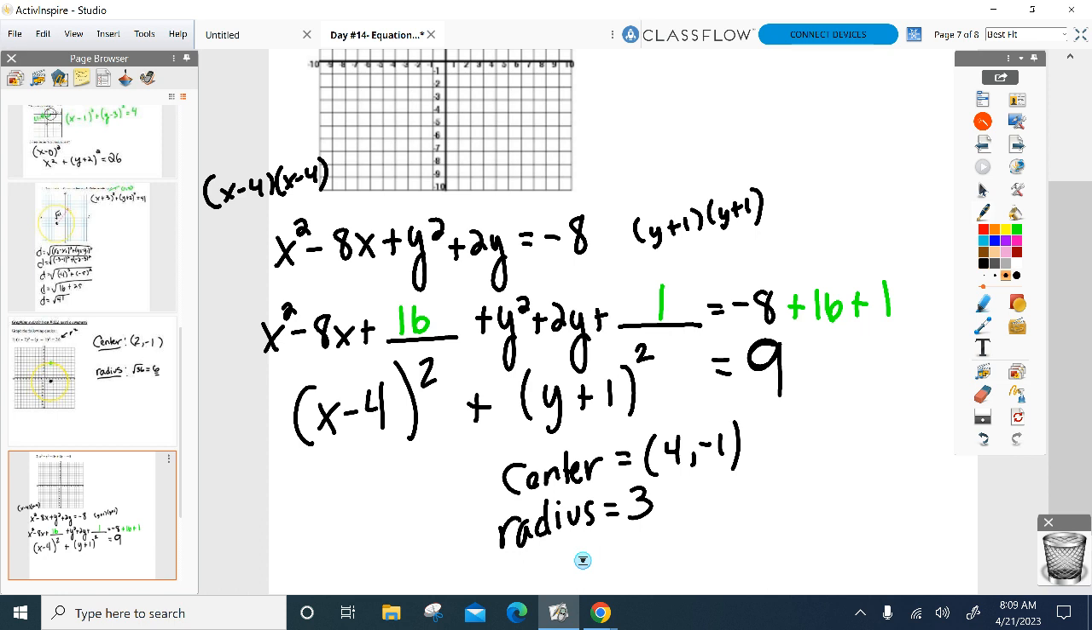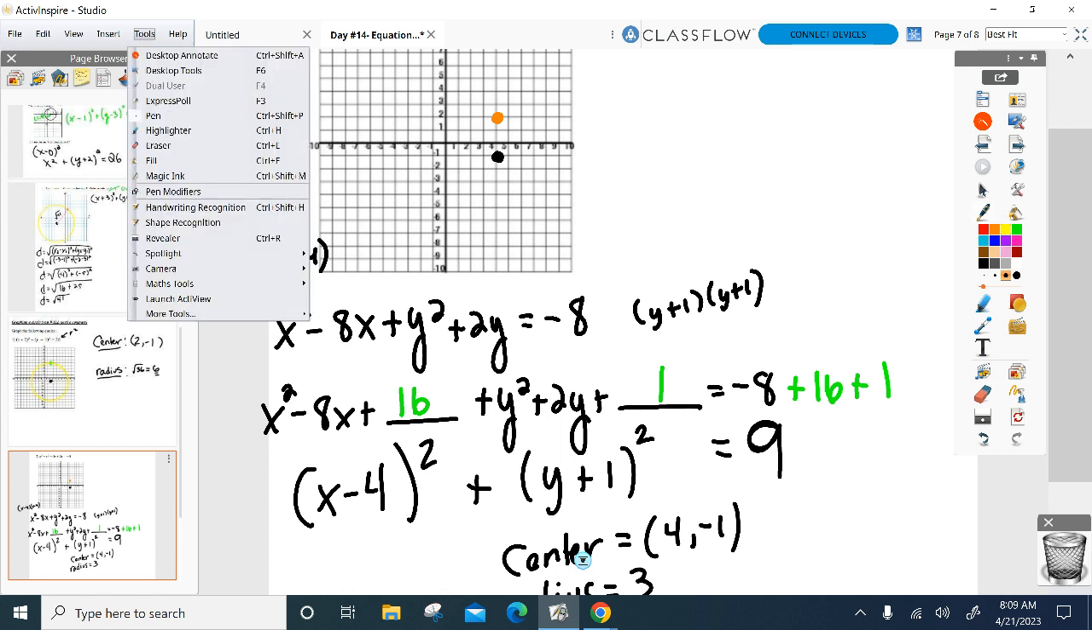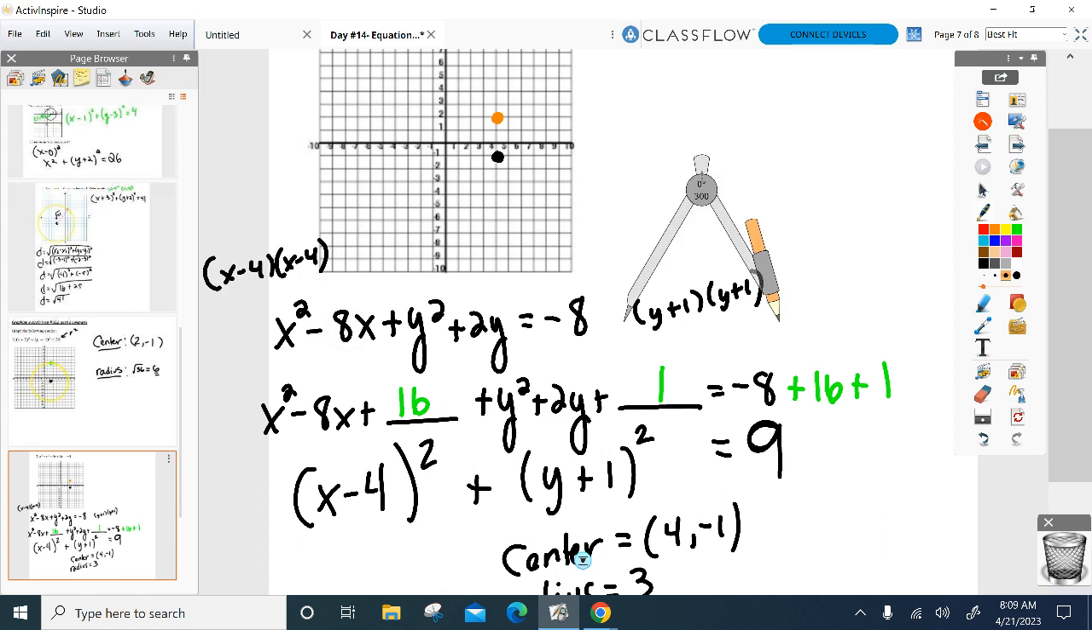And then I can graph it. And don't worry, we're going to do another one of these. I know you're excited, but one does not make you great here. A center of 4, negative 1 and a radius of 3. 1, 2, 3. There it is.